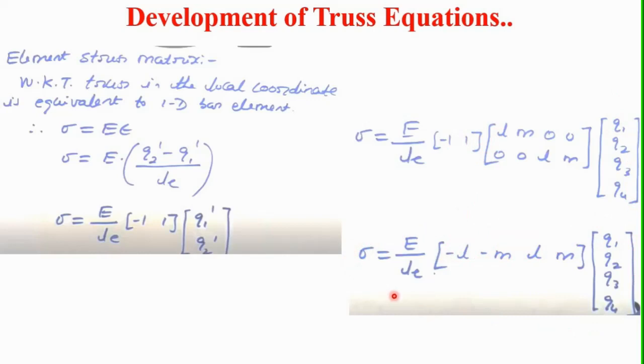Now in this video we have seen the elemental equation for displacement in the local coordinate system as well as in the global coordinate system, then the stiffness matrix in local as well as in global coordinate system, and the equations for the stress in the local coordinate system and in the global coordinate system.